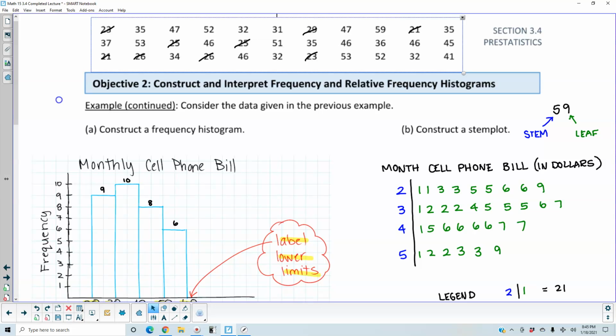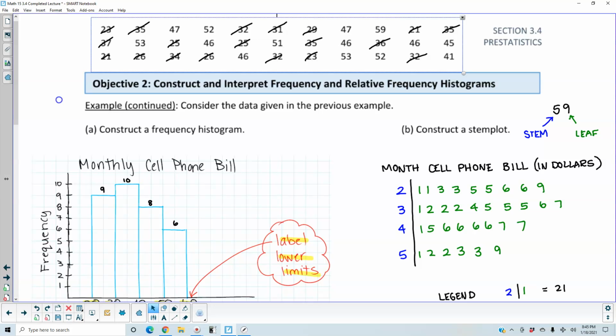Then starting at 3, we have a 31. So 3 is the stem, 1 is the leaf. Then we have three 32s: there's 1, there's 2, and then there's 3. Then we have a 34. And then we have three 35s: there's 1, 2, and 3. Then we have a 36, and we also have a 37.